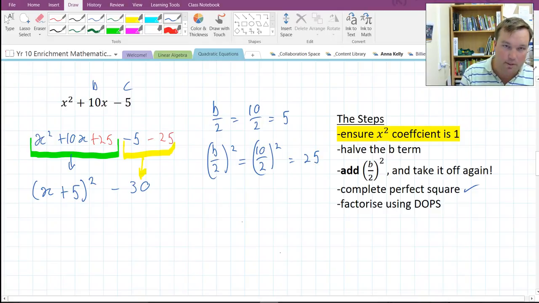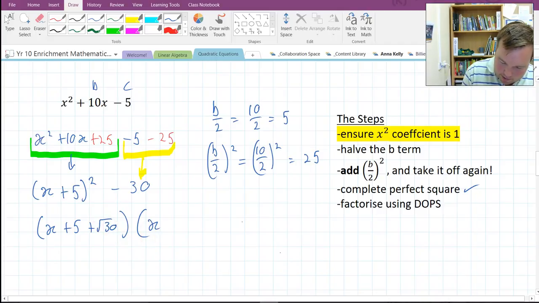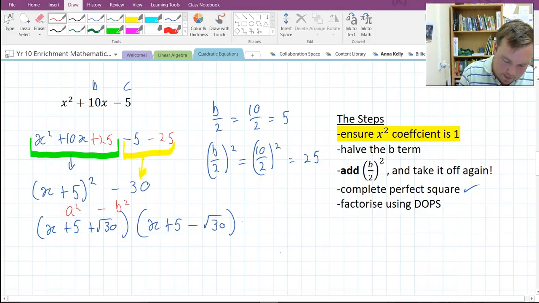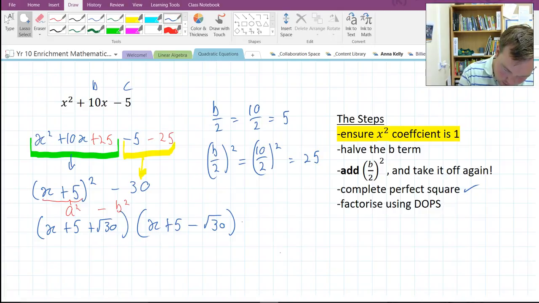That is now in completed the square form. If we want to factorize it, we have to go one more step. The one more step is this. x plus 5 plus root 30, x plus 5 take root 30. That there is using the fact that this is really a squared take b squared in the form of, well, that whole thing is a and root 30 is b. Alright.